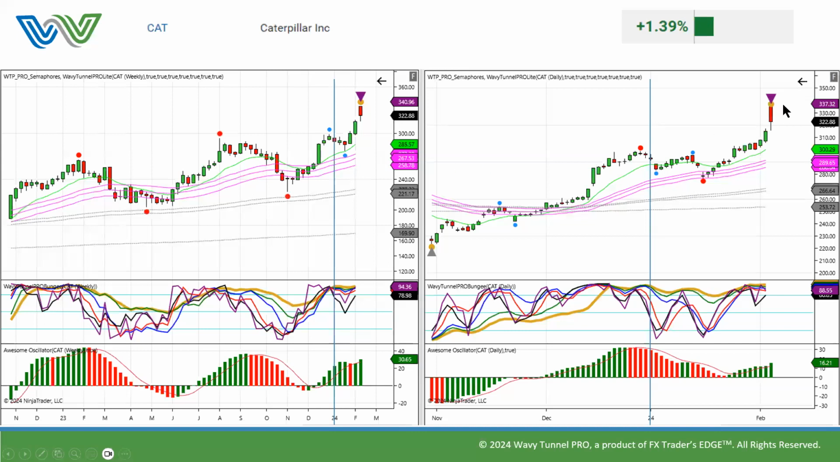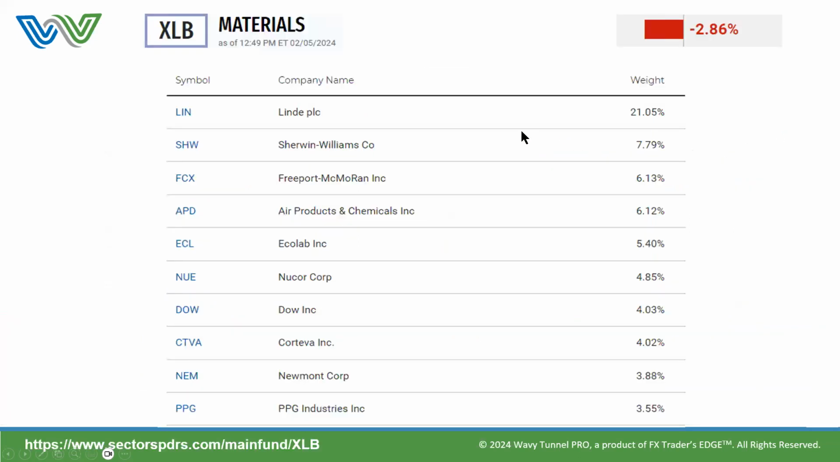Here's Caterpillar. Okay, we had a nice strong reversal candle. So Caterpillar, yeah, see what happens when we have a strong move to the upside? We run the risk of coming back, and that's exactly what we did. I mean, quite a bit. Okay, so again, with CAT, you want to be looking at the 4-hour chart or the hourly chart to see if you can get in.